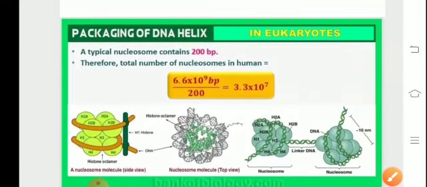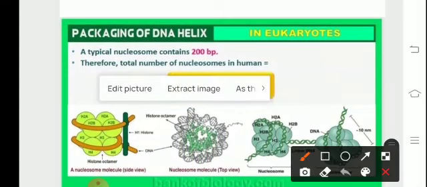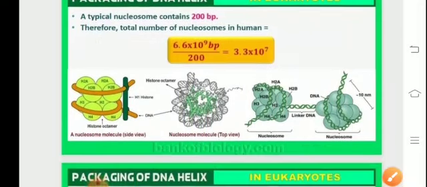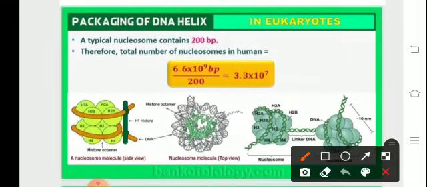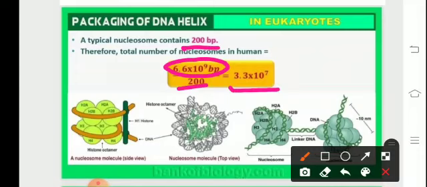Talking about the DNA packaging, a typical nucleosome consists of 200 base pairs in case of eukaryotes. The total number of base pairs in a human diploid cell is 6.6 × 10^9. The total number of base pairs divided by 200 gives 3.3 × 10^7. That is the total number of nucleosomes in a human.